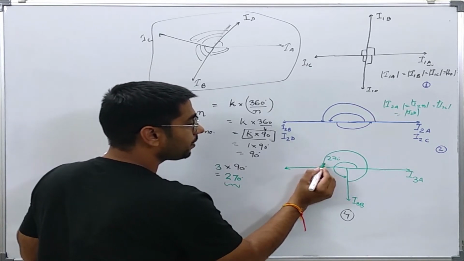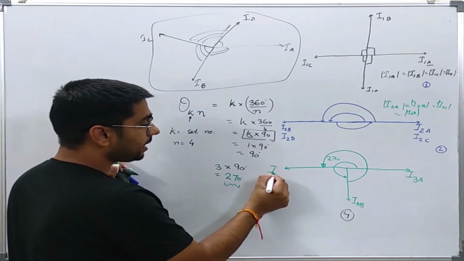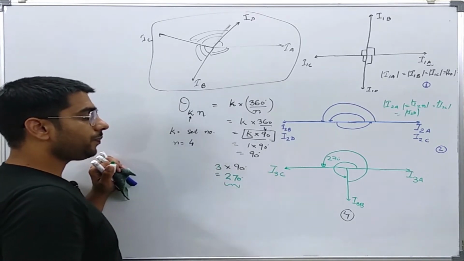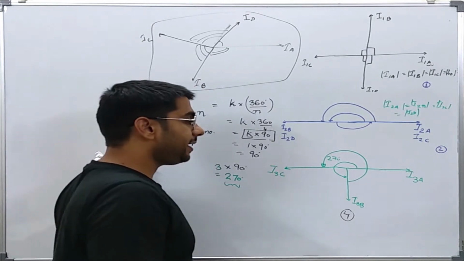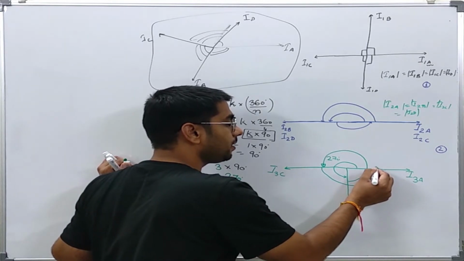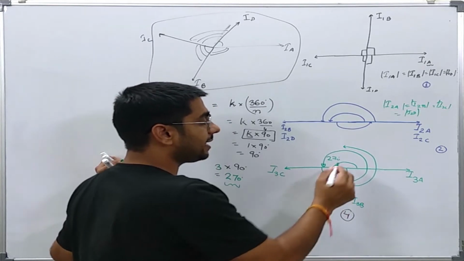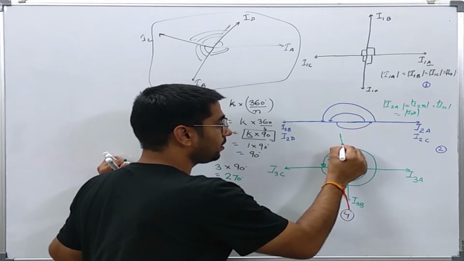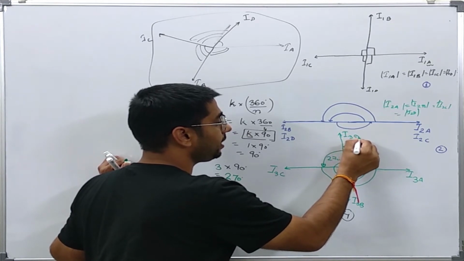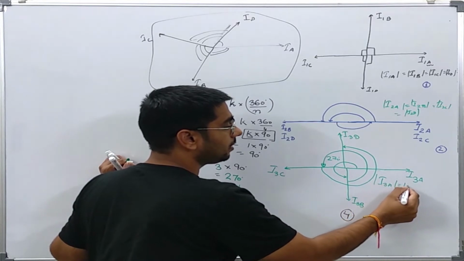So this phasor will represent I3C. Okay. Now where will be the I3D? That is the sequence for the phase D for the third set. Here it will be I3D. Now as I already told that these phasors have equal length.